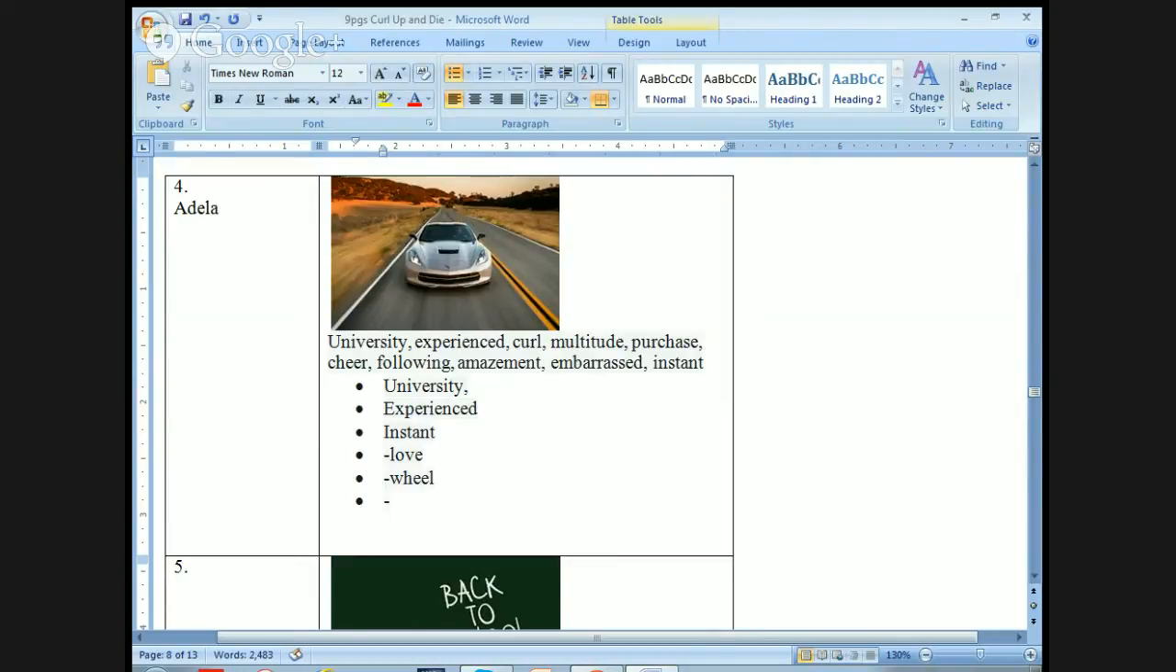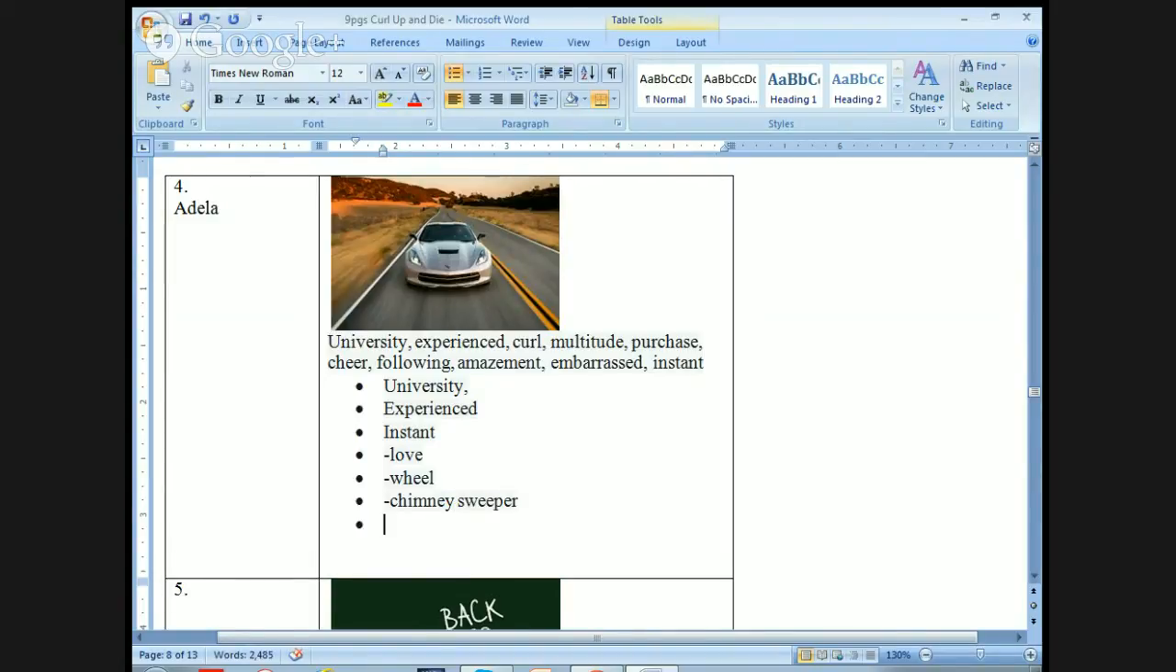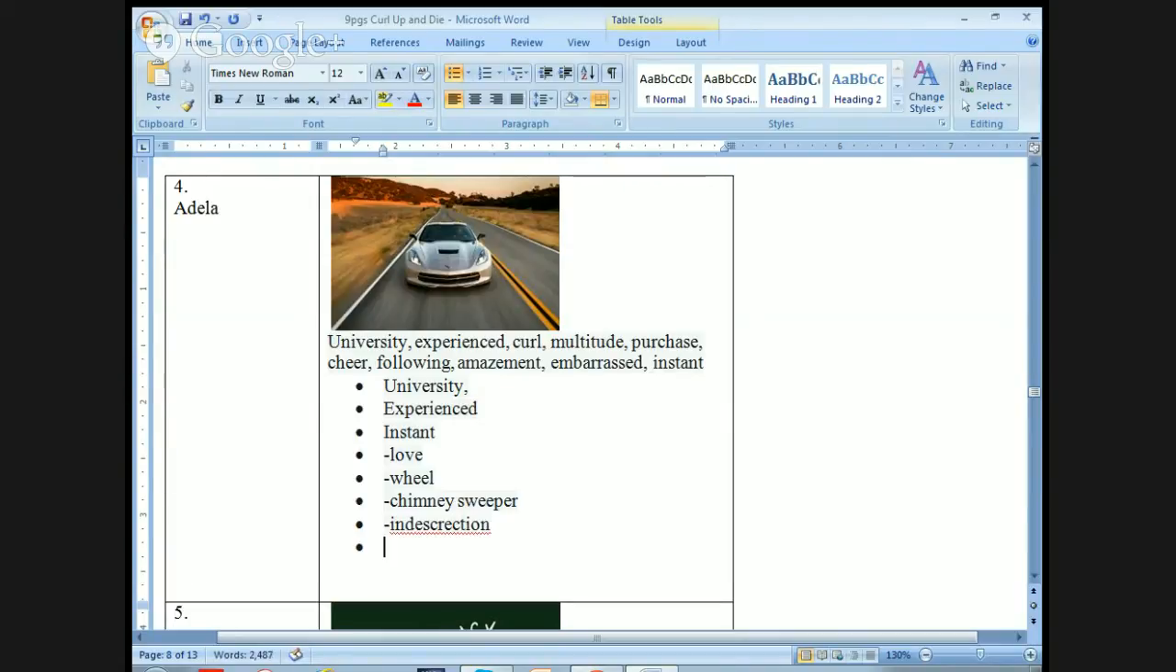Okay, Harry? One second. Chimney sweeper. Okay, Allah? Indiscretion. Oh, wow. Ali? One, two, three, four, five. Kako? Rocket. Wow. Okay. Adela, you're up. Please give us your story.